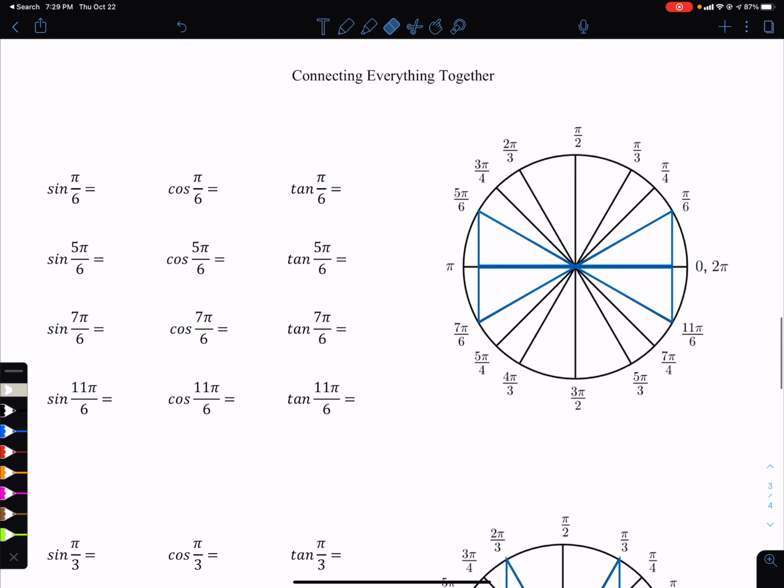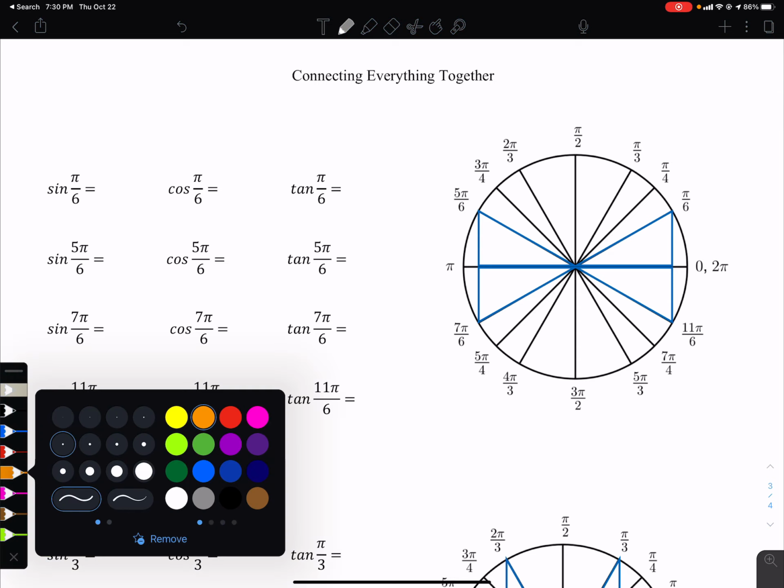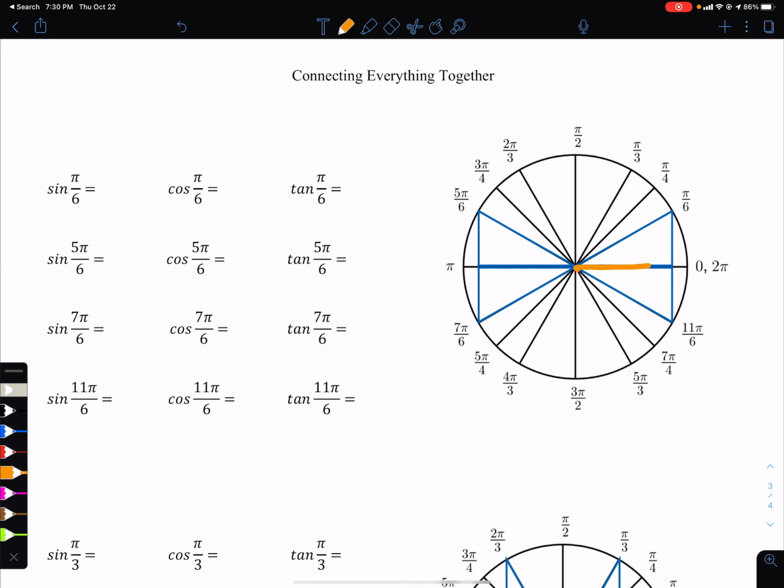Now, we're going to put all this together. We're going to look at all the 30-degree triangles. These 4 triangles are exactly the same. They all are exactly the same. Why am I saying that? Well, the next thing you learned is that the x-coordinate here is the cosine. Well, how long is that?